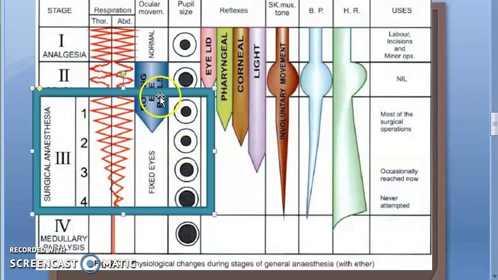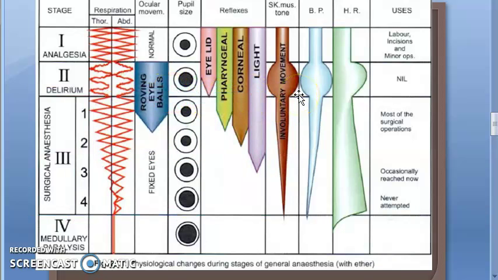Here if you look at the eyes, the roving of eyeballs is there in stage 1. Then after that there are only fixed eyes. 2, 3, 4 is fixed eyes. So there are 4 planes, guys. You should know this. In the second plane, the corneal and laryngeal reflexes are lost. So here you can see the reflexes. In stage 3, you can see the pharyngeal and corneal reflexes are lost in plane 2.